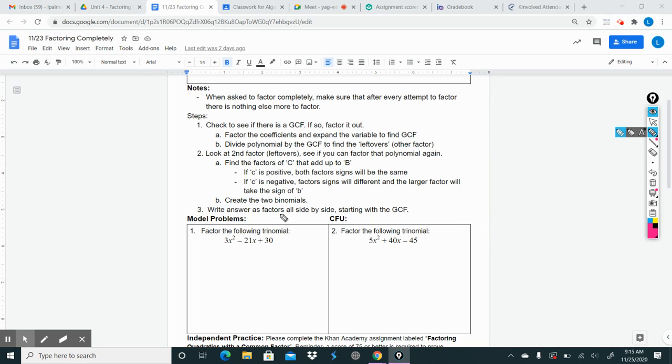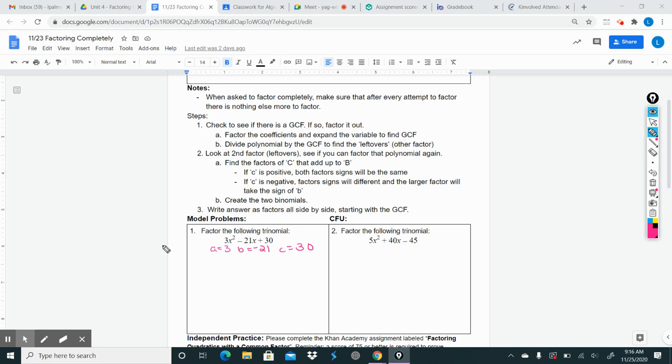So going through the model problem with each step, check to see if there is a GCF. If so, factor it out. So we notice here that A is 3, B is negative 21, and C is 30. We have a trinomial, and we notice that A is not 1. So we have to see first if we can factor out a greatest common factor.